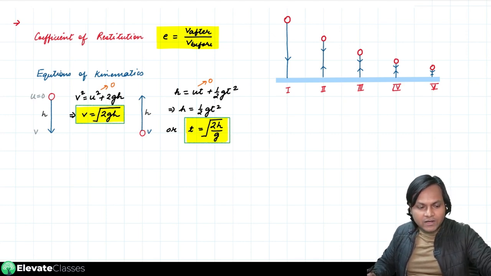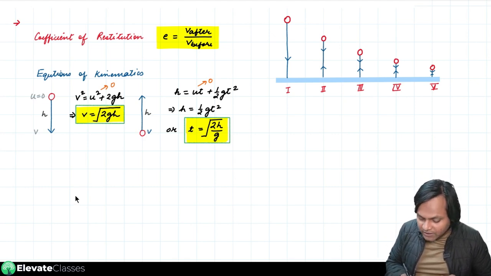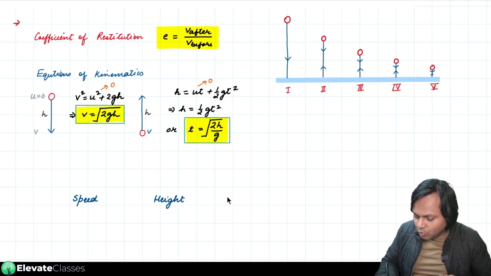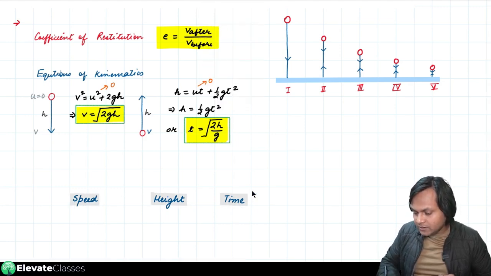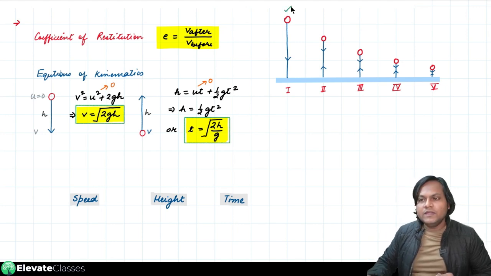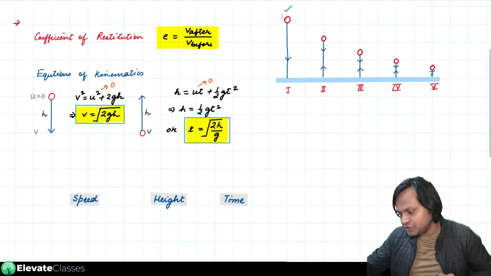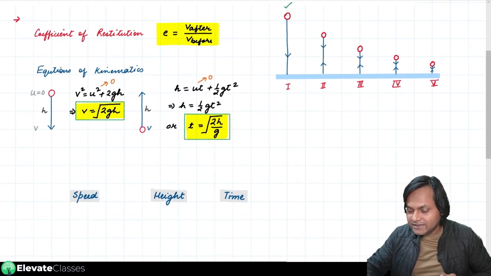And when I look at them one by one, I simply want to create a table for its speed right before and after the bounce, the height it goes up to, and the total time that it takes for that motion to take place. So for example, if we just look at the first one, the ball simply drops from a particular height as is given in the question. The ball drops from a particular height, and that height is capital H.